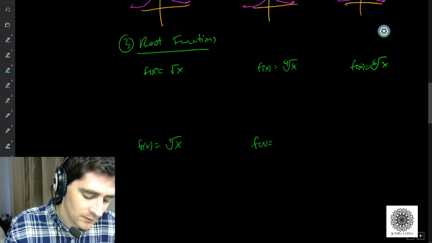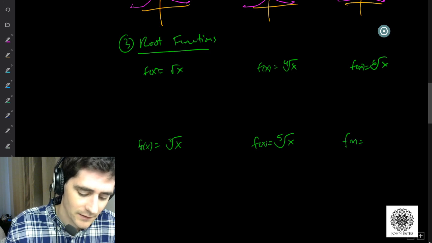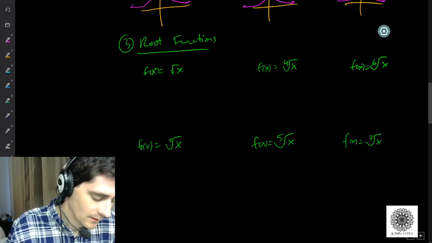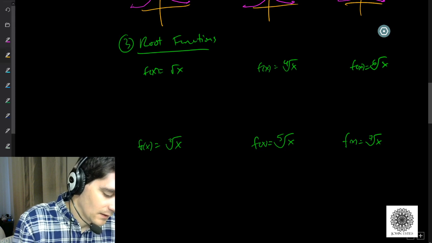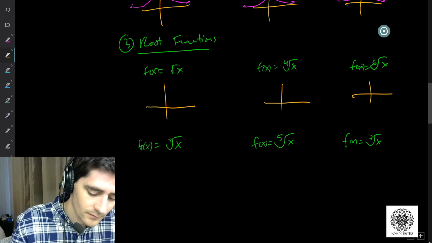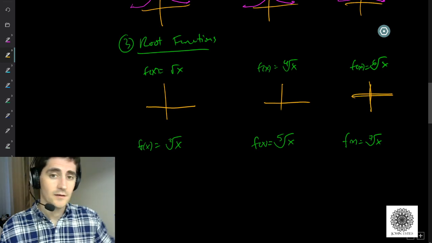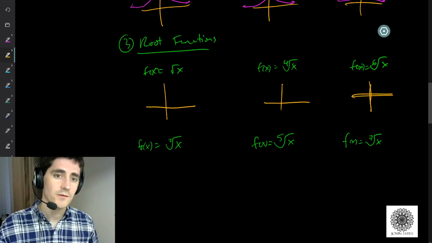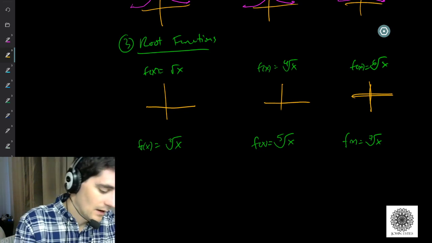And then here I have the cube root of x, the fifth root of x, and the seventh root of x. Okay, and I'll just quickly go over what these look like. You can imagine that the square root, the fourth root, and the sixth root are going to have a similar shape to them, and you're right.